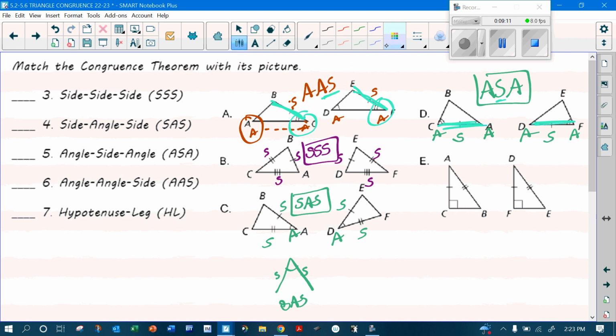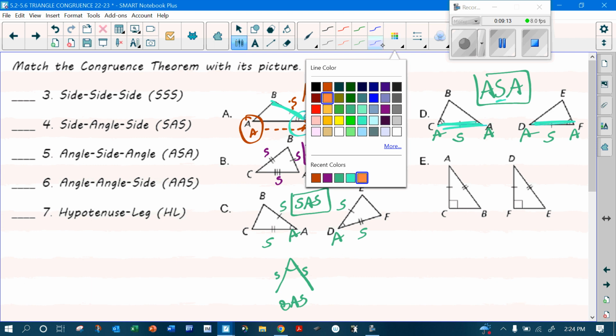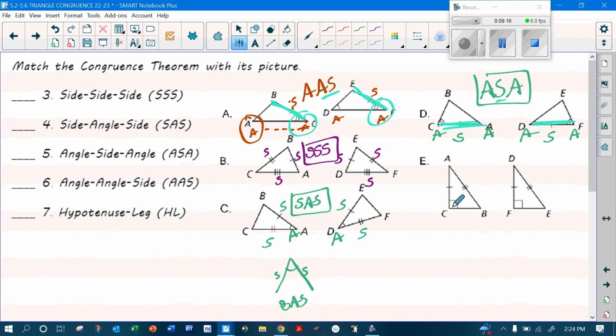And then this one only works on right triangles. So since this is a right angle and this is a right angle, this is a leg and this is the hypotenuse. So on a right triangle, always check to see if hypotenuse leg will work. If it does not work, then you can try the others.